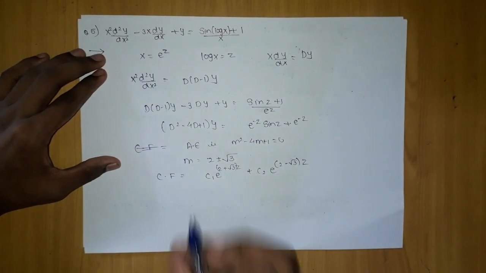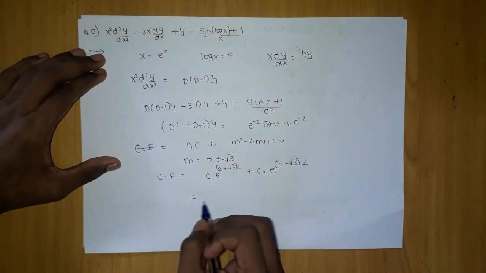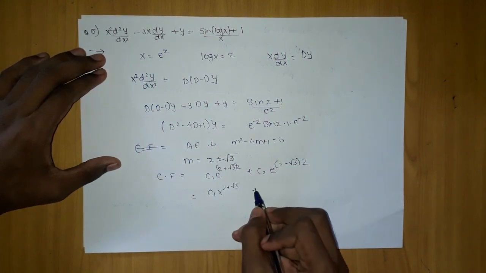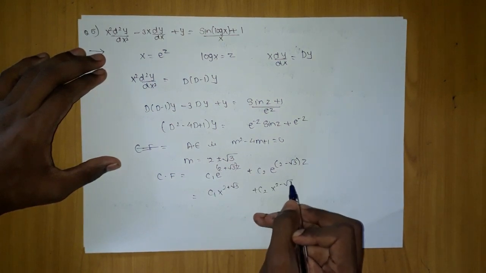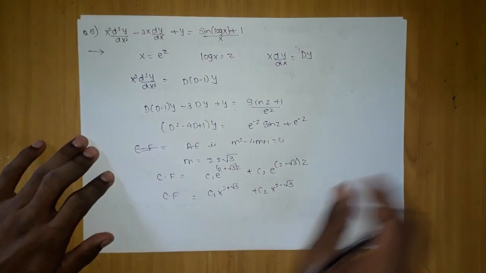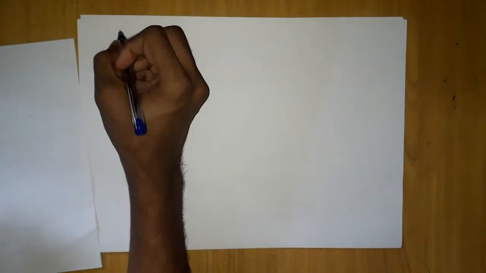Agreed? And then we know our final answer should be in terms of x. So I'm going to replace this with c1 x to the power 2 plus root 3, and here c2 x to the power 2 minus root 3. So this is our final answer for the complementary function. Now let's get the particular integral.